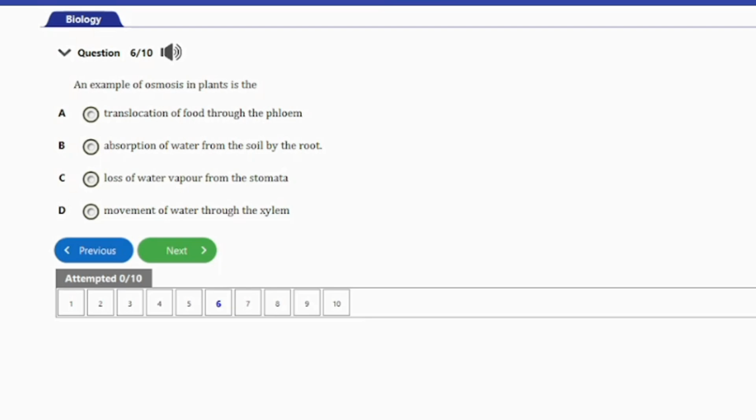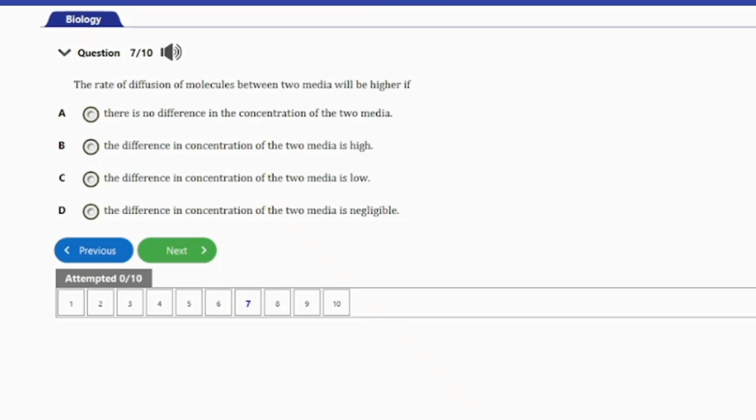Let's go ahead and consider the next question. That's question number 7 here. It says the rate of diffusion of molecules between two media will be higher if A. There is no difference in the concentration of the two media. B. The difference in concentration of the two media is high. C. The difference in concentration of the two media is low. D. The difference in concentration of the two media is negligible.